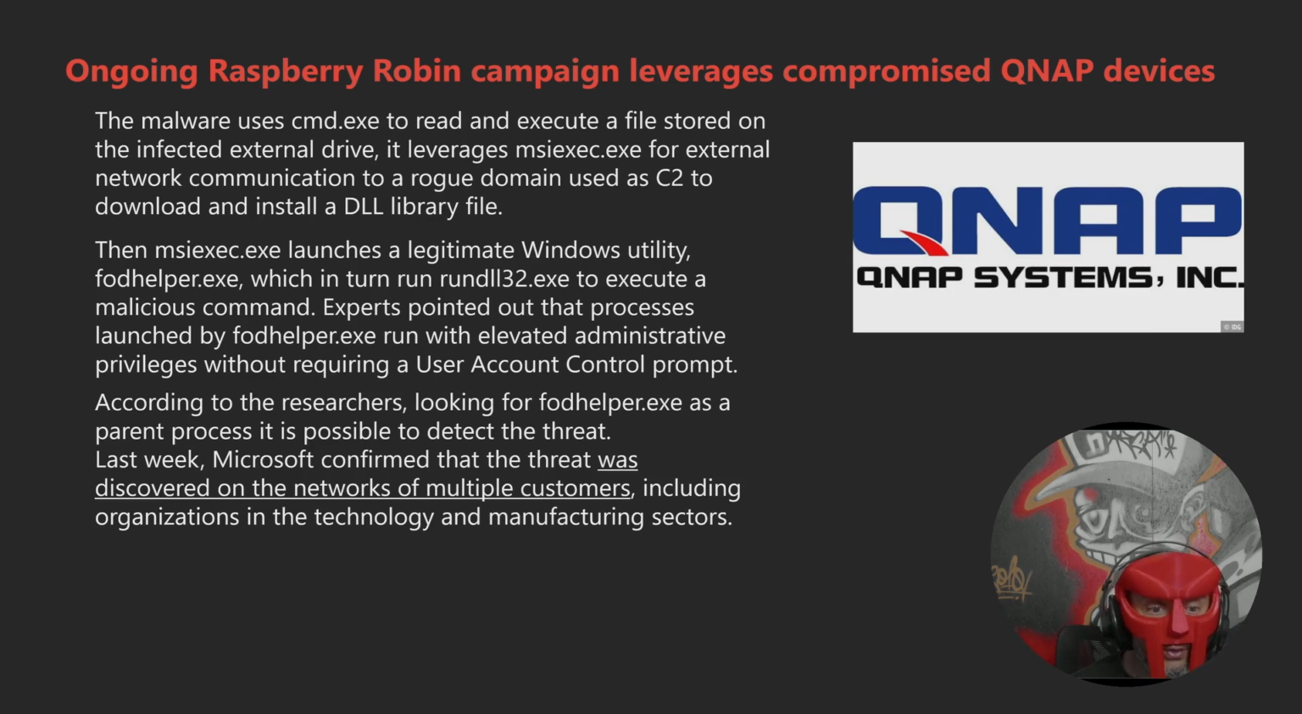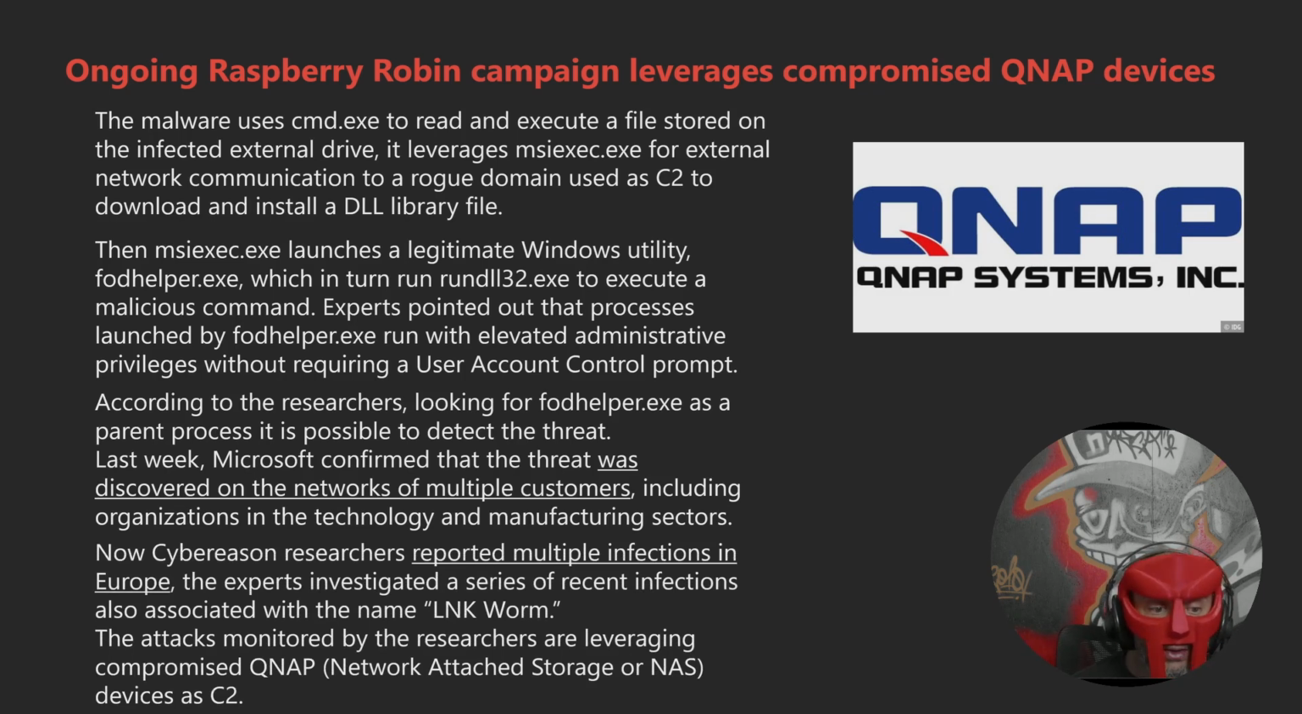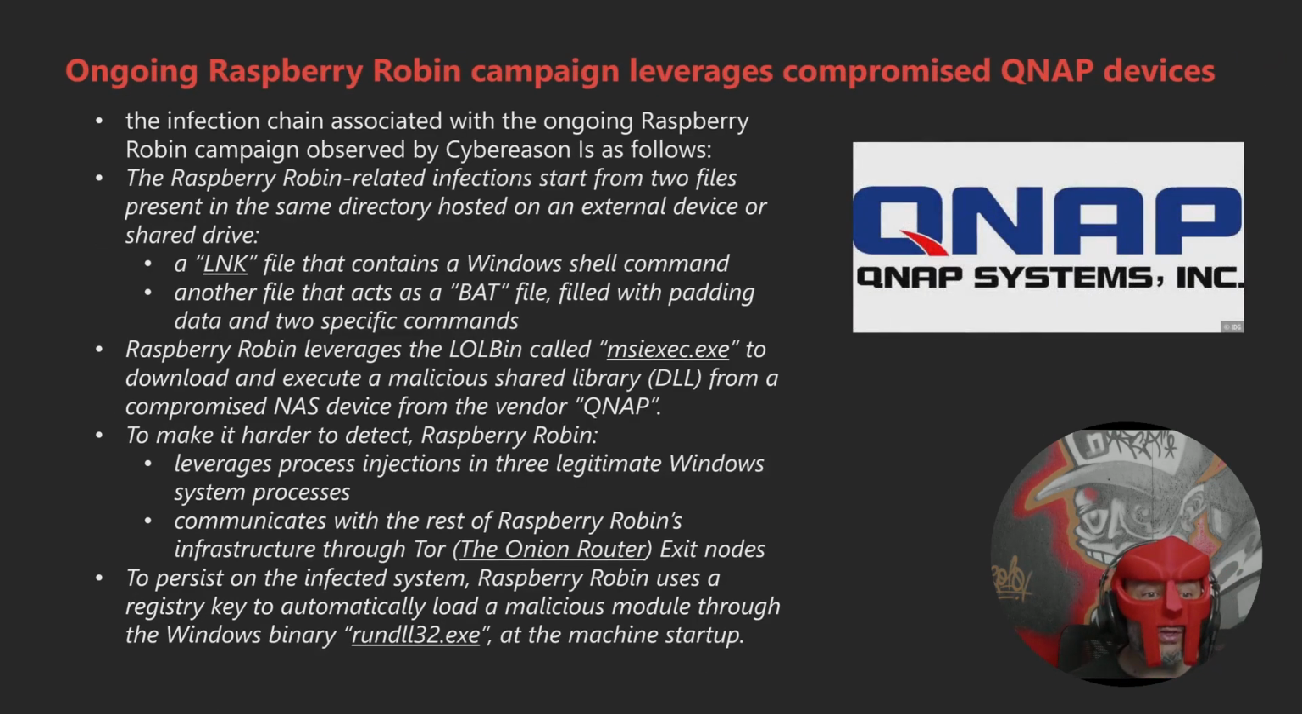Last week, Microsoft confirmed that the threat was discovered on the networks of multiple customers, including organizations in the technical and manufacturing sectors. Now, Cyberreason researchers reported multiple infections in Europe. The experts investigated a series of recent infections also associated with the name Linkworm. The attacks monitored by the researchers are leveraging compromised QNAP network attached storage (NAS) devices as command and control systems. The infection chain associated with the ongoing Raspberry Robin campaign observed by Cyberreason is as follows.